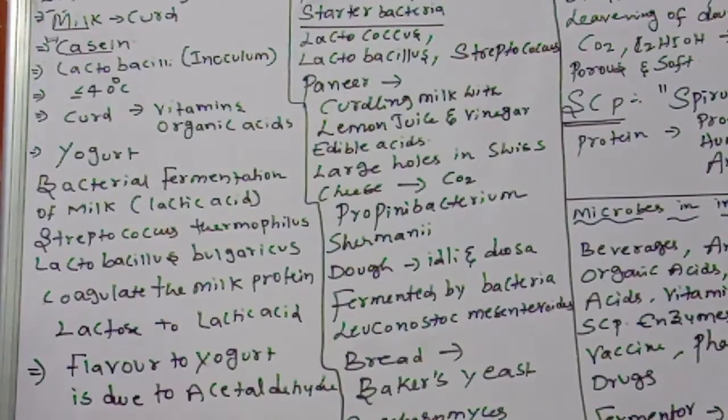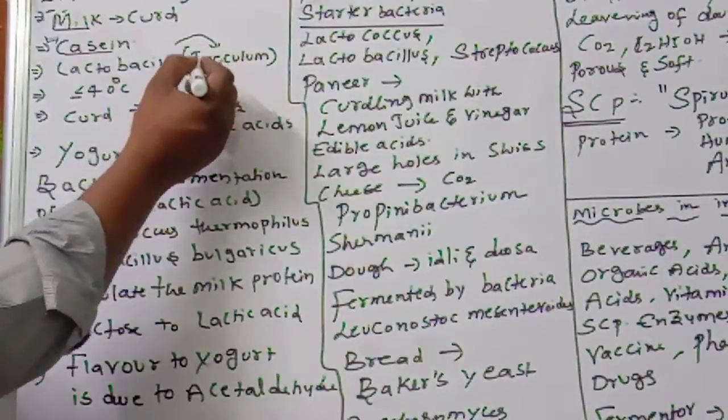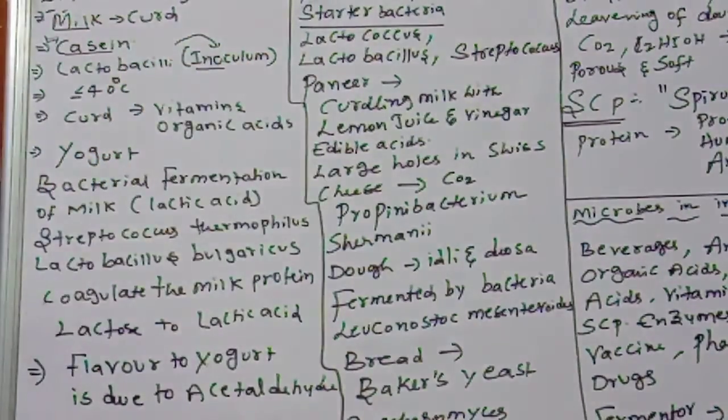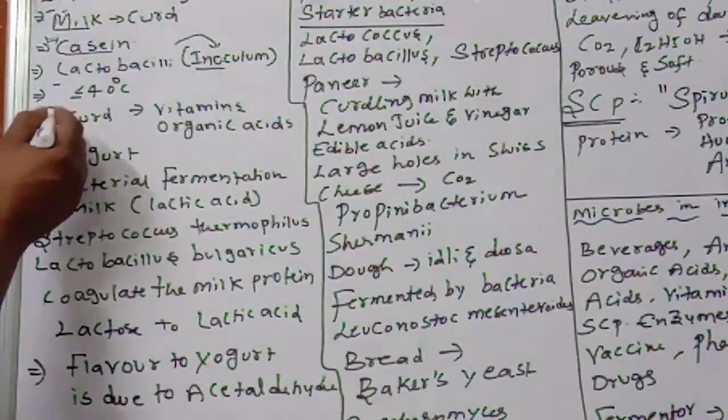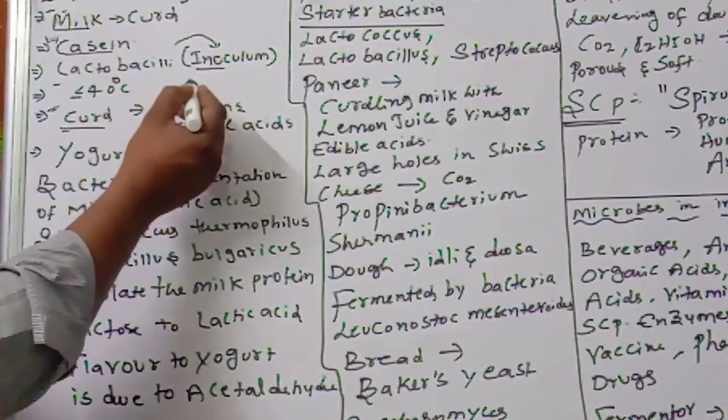So, Lactobacillus, what will we do first? What is the procedure of making curd? You already know, we do it in our houses regularly. First we take the milk and boil it, then cool it to a moderate temperature. Then we add yesterday's curd or buttermilk, which is called the Lactobacillus-containing inoculum, at 40 degrees centigrade. Then curd will be formed.